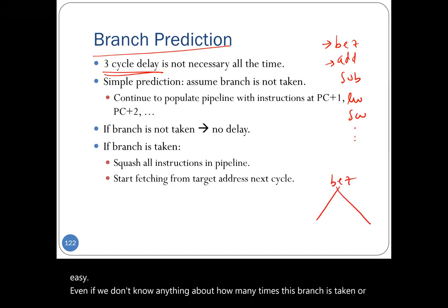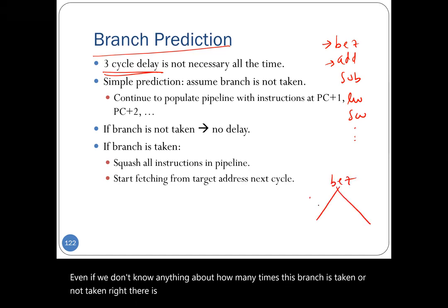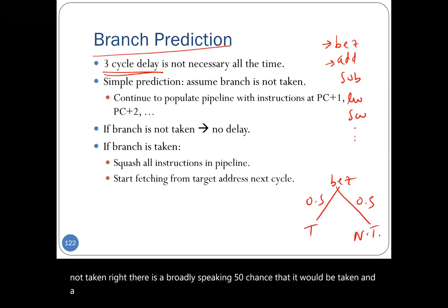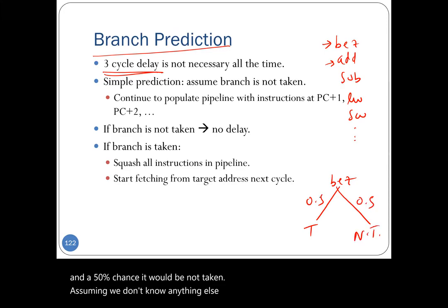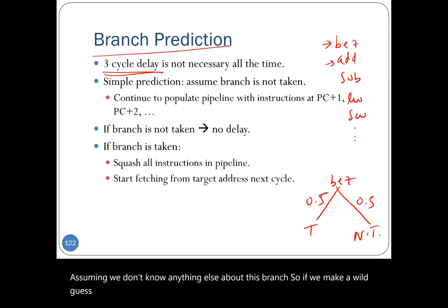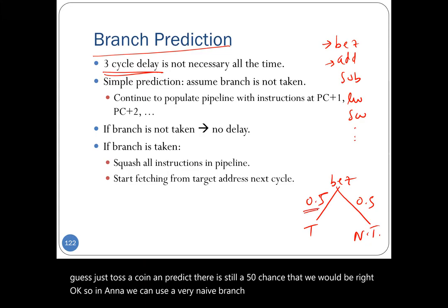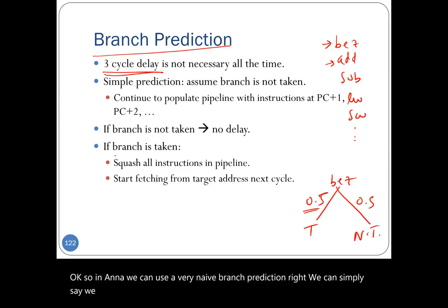There is, broadly speaking, a 50% chance that it would be taken and a 50% chance it would not be taken, assuming we don't know anything else about this branch. So if we make a wild guess, just toss a coin and predict, there is still a 50% chance that we would be right. Okay, so in ANA, we can use a very naive branch prediction, right? We can simply say, we can always assume that the branch is never taken. Okay, so we'll always assume that the branch is never taken.